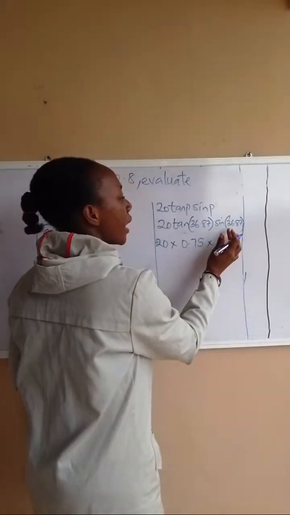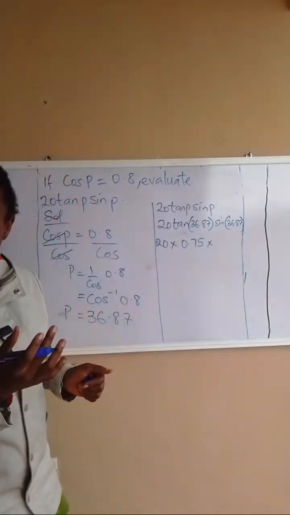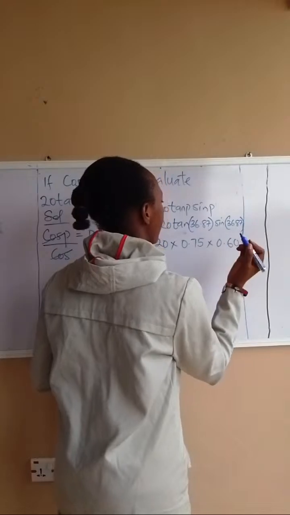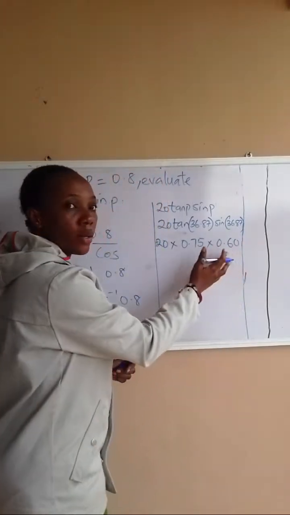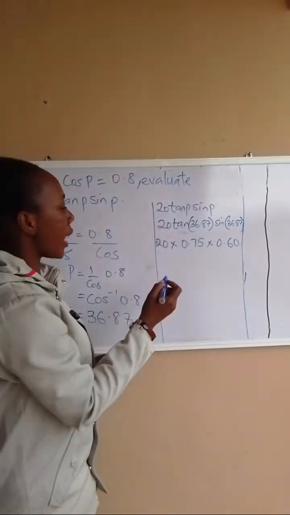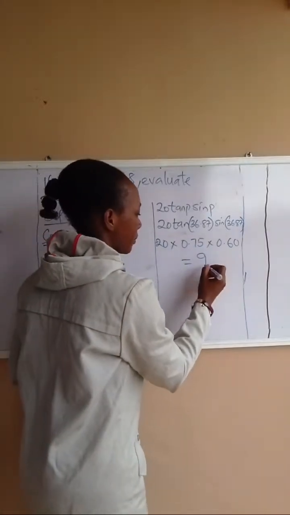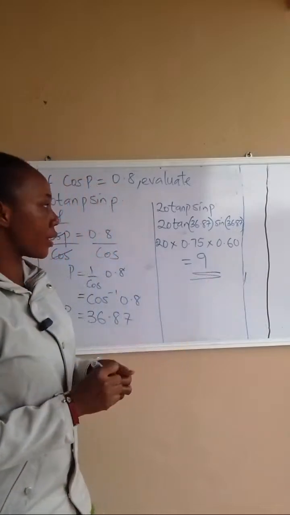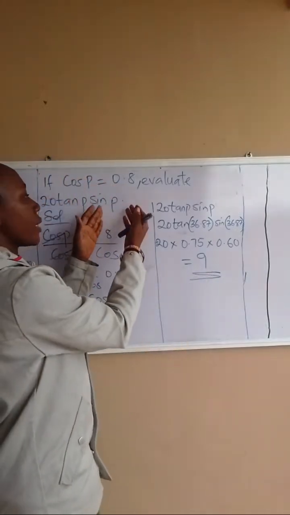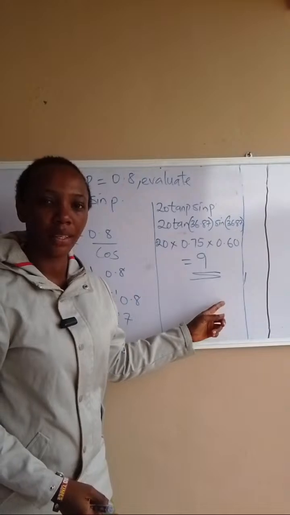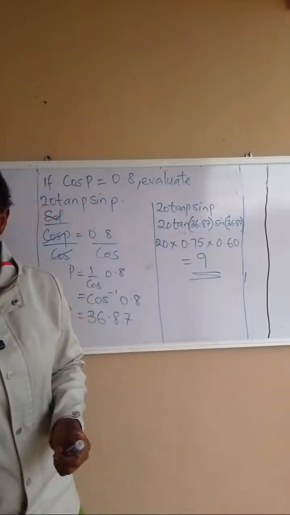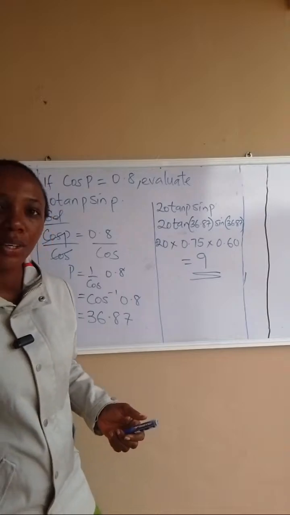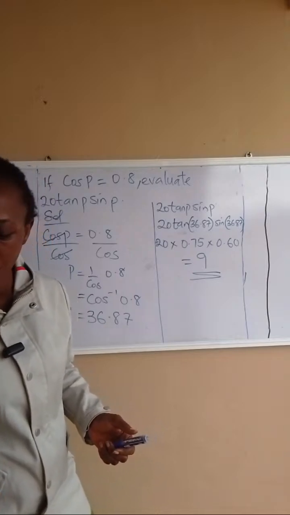And again, what is sine 36.87? That's 0.6 or 0.60. Now, when we multiply all of this together, we'll have just 9. So this is what we are asked to look for. The value of 20 tan P sine P is equal to 9. Simple. Very, very easy. So I'll be wiping it again, and we have another question we'll have to solve.